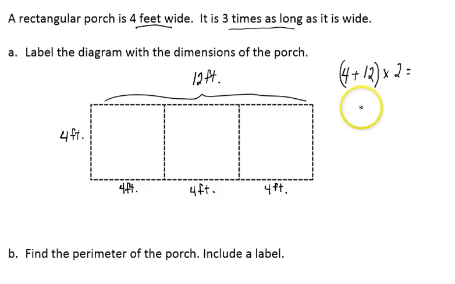So 4 plus 12 is 16. 16 times 2, well, I know 15 times 2 is 30, so 16 times 2 is 32. So my perimeter is 32 feet.